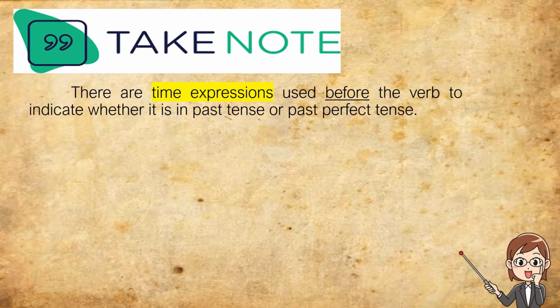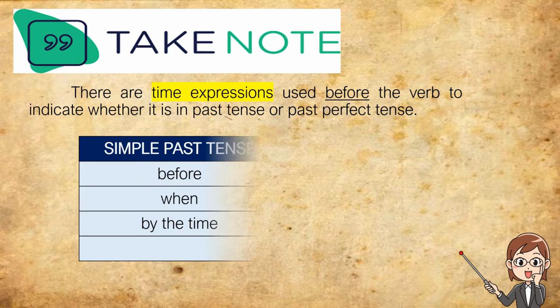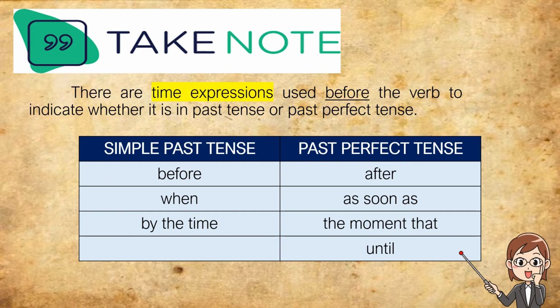Now, this is another significant point that you must know. There are time expressions used before the verb to indicate whether it is in past tense or past perfect tense. The time indicators before, when, and by the time appear before the verbs in simple past tense, while the time indicators after, as soon as, the moment that, and until appear before the verb in past perfect tense. Remember, these time expressions appear before the tense of the verb it indicates.